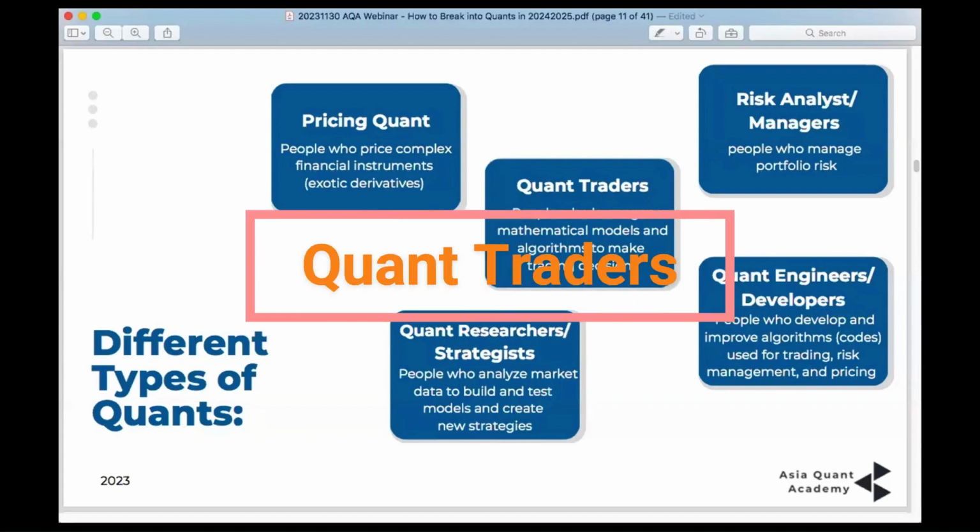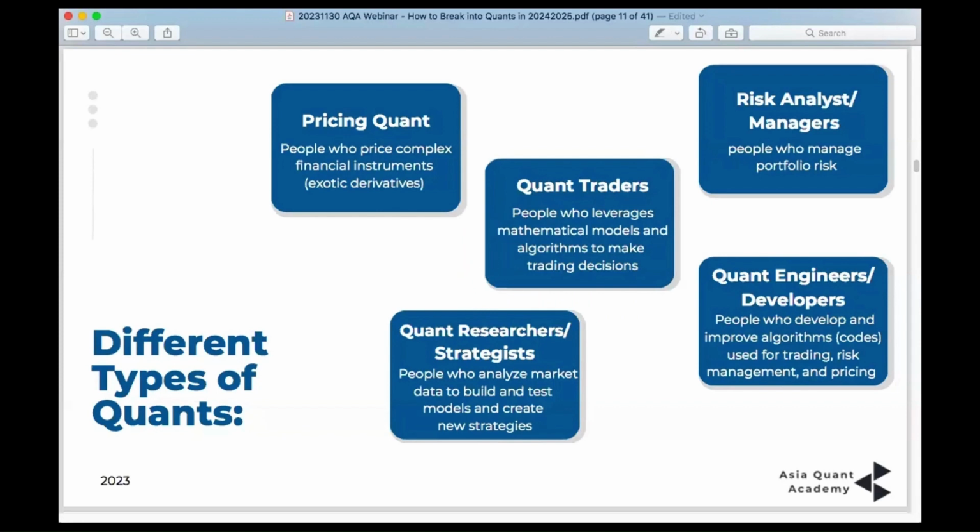The third type I would say is called quant trader. Quant traders are the people not just sitting back doing modeling and research, but who leverage mathematical models, programming, and market knowledge at the same time to make trading decisions. They are the ones actually executing the decisions, and they have a lot of hardcore technical knowledge in their pocket to use to navigate this complicated market.